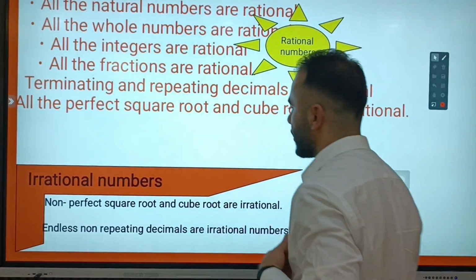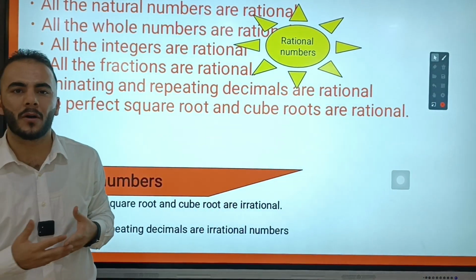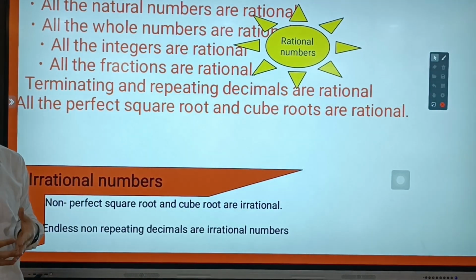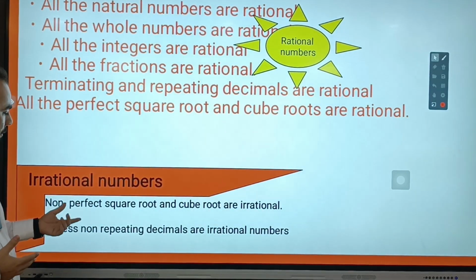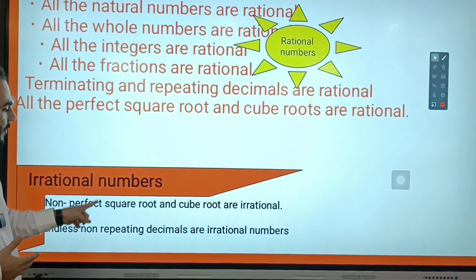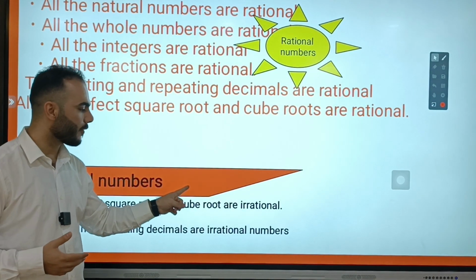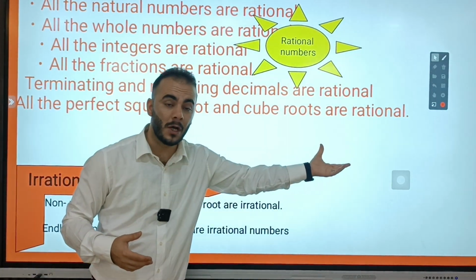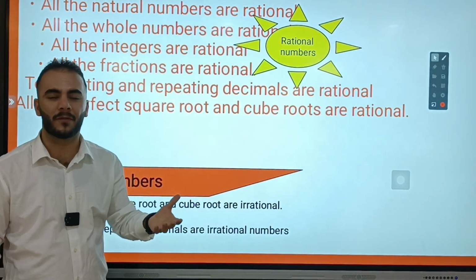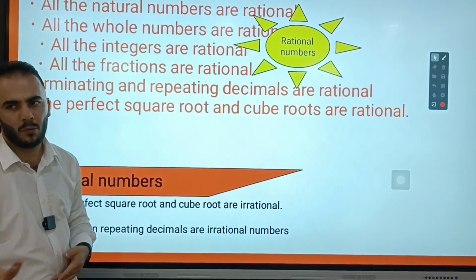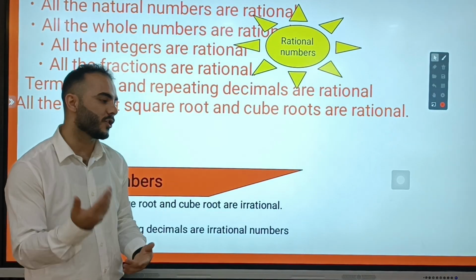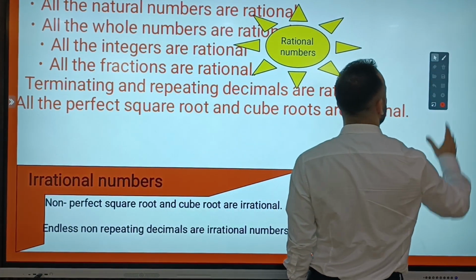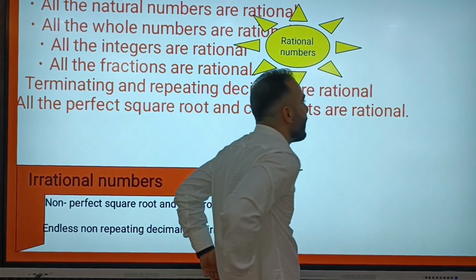Okay, irrational numbers, 2 types of them are very important to know. The first type of number that is going to become irrational is non-perfect square roots and non-perfect cube roots. We said that the perfect ones are rational, the non-perfect or imperfect ones are irrational. What do you mean, Mr., by imperfect ones? For example, let's come back to the explanation part and the pen.